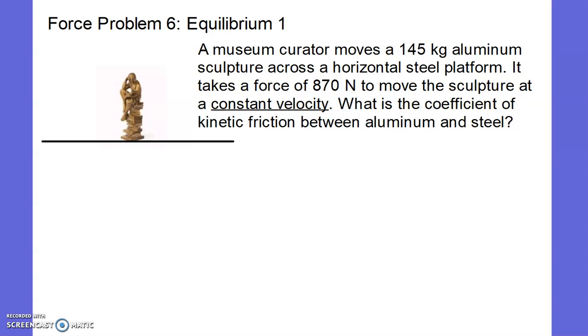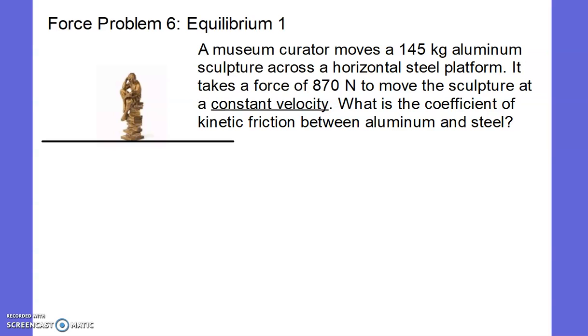This is force problem number 6, equilibrium, the first in that series. It says a museum curator moves a 145 kilogram aluminum sculpture across a horizontal steel platform. It takes a force of 870 newtons to move the sculpture at a constant velocity. So that is our clue that we are in equilibrium, constant velocity. We want to know what is the coefficient of kinetic friction between the aluminum and the steel.